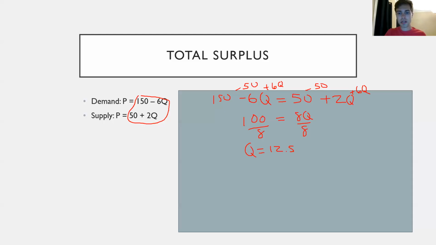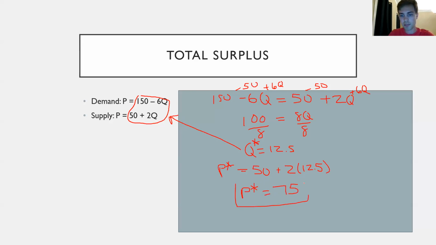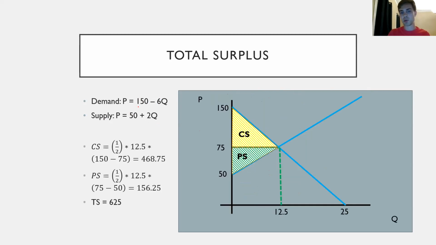Okay, so now that we have our quantity, our Q star, this is going to be our equilibrium quantity. We can take this quantity, plug it into either the supply or demand equation to get our equilibrium price. So P star is going to be equal to 50 plus 2 times Q star, which is 12.5. So 50 plus 2 times 12.5 is going to be 50 plus 25, or 75. Okay, so now we have an equilibrium price and an equilibrium quantity. In the next slide, I'm going to graph all that out with the supply and demand curve as well.